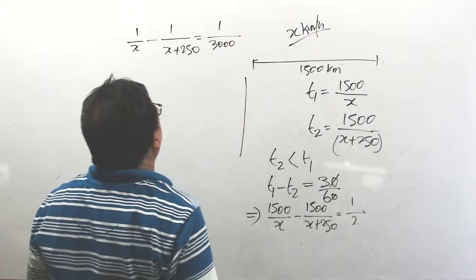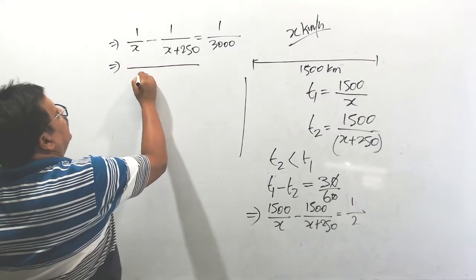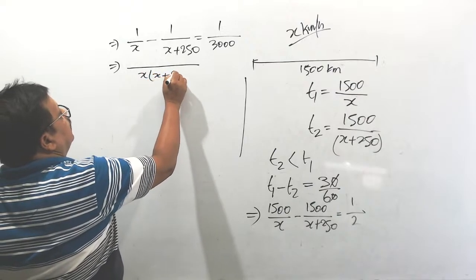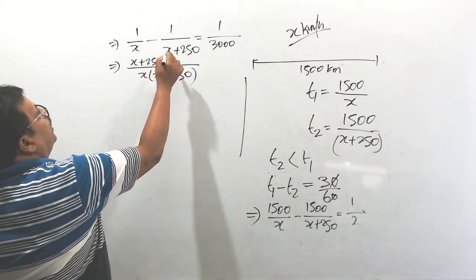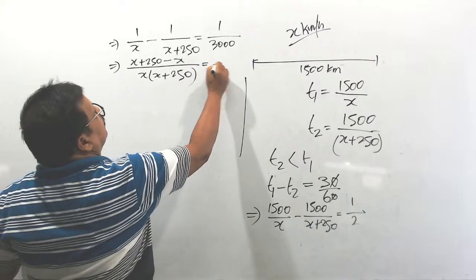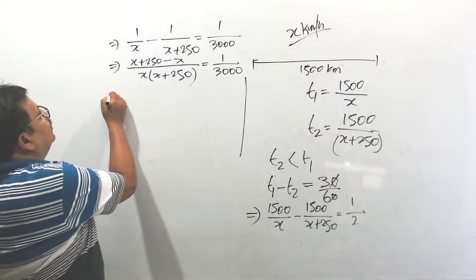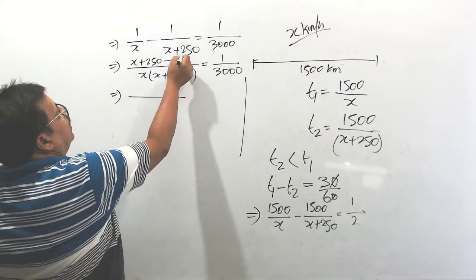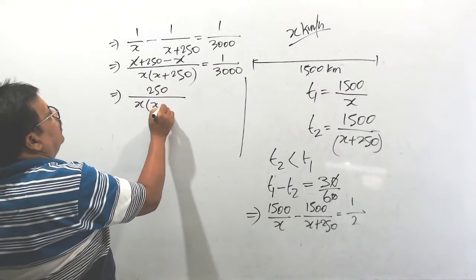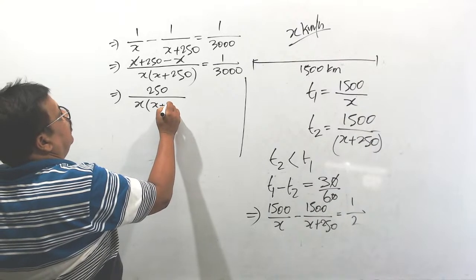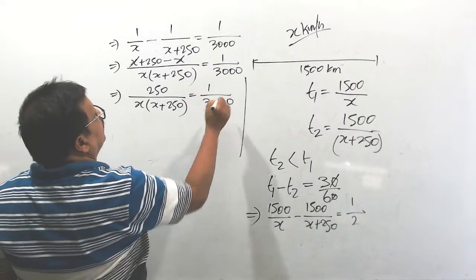Understood? 3000. Now same as before. Simplify: x plus 250 minus x over x into x plus 250 is equal to 1 by 3000. This implies x cancels, 250 by x into x plus 250 is equal to 1 by 3000. Okay.